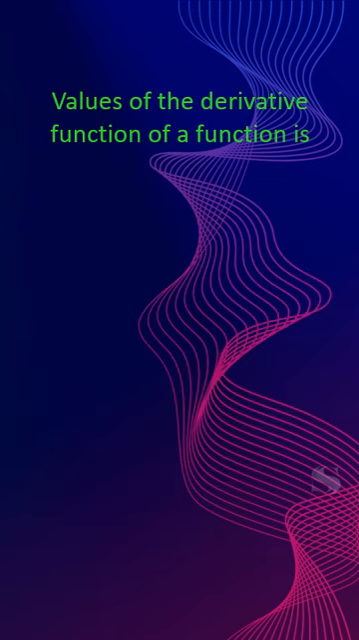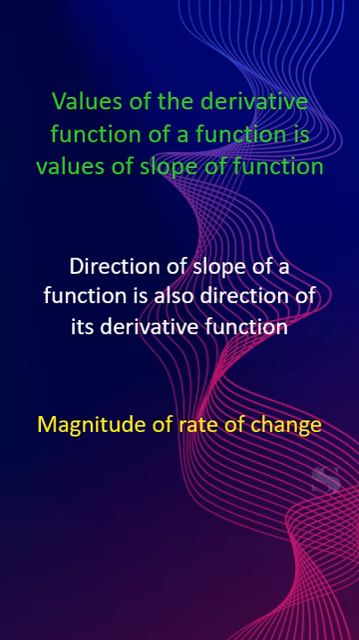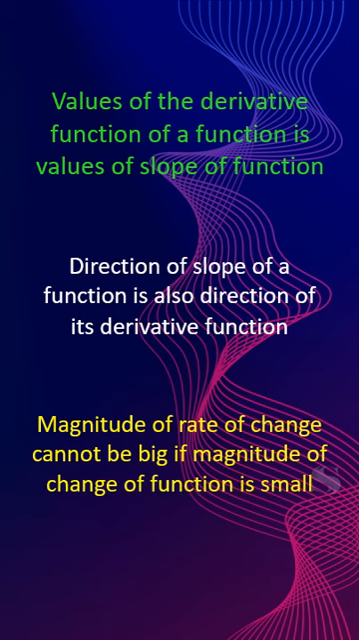To summarize, the values of the derivative function of a function are the values of the slope of the function at all points on it. The direction of the slope of a function at all points is also the direction of its derivative function, or the rate of change function, at all points on it. The magnitude of the change of function values around a point does indicate the possibilities of the magnitude of the rate of change around the point. For example, the magnitude of the rate of change cannot be big if the magnitude of change of a function itself is small.